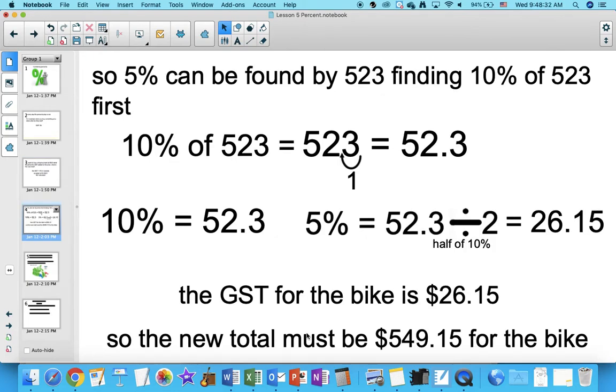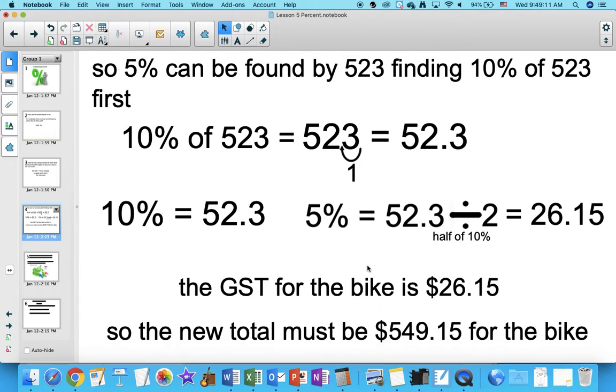So 5% can be found by taking 523 and finding 10% of it, right? So 10% of 523, once again, there's only one zero there. So you take the decimal, which is here, and you plop it right there. So it becomes 52.3. Okay, so now we know 10% is 52.3. Well, if 10% is 52.3, 5% is half of that. So 52.3 should also be halved. So half of 52.3 is 26.15.